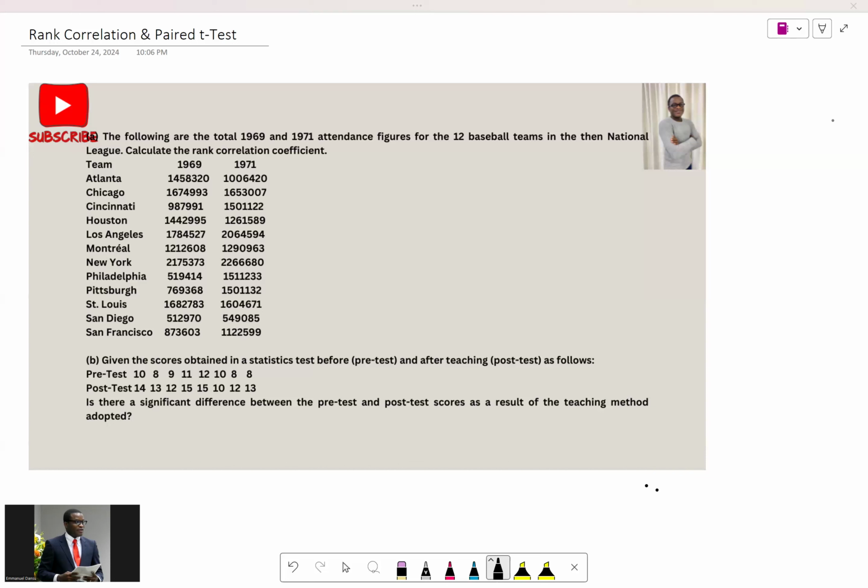Then the second part, we are given the scores obtained in a statistics test before and after teaching as follows. Of course, before is pre-test and after teaching is post-test. And we have the scores the students obtained before they were taught and the scores after they were taught. So the question is: is there a significant difference between the pre-test and post-test scores as a result of the teaching method adopted? In essence, we are trying to see if the teaching method has had any serious impact on the performance of the students.